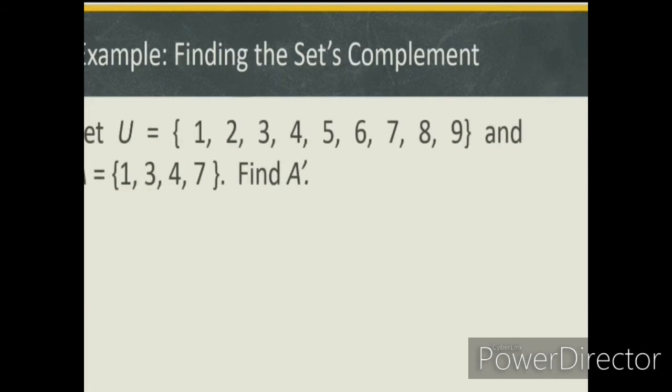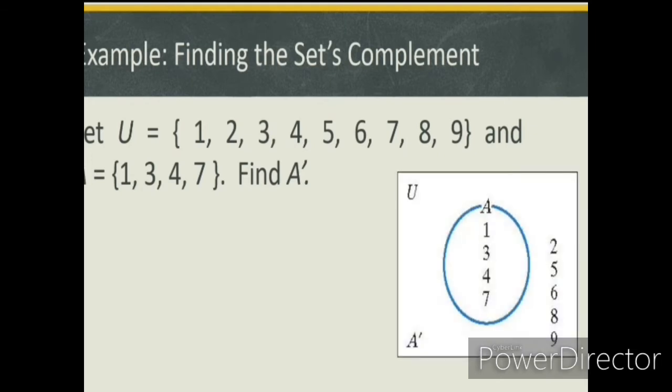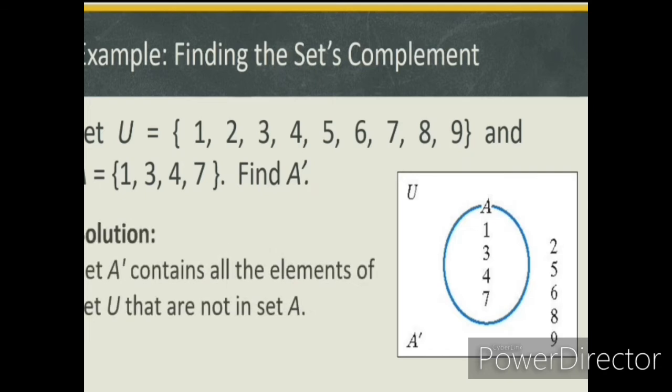For example, given the universal set contains the elements 1 through 9, and A contains 1, 3, 4, and 7, find the complement of A. It's very simple. All you have to do is find those numbers that are not in A. So that would be 2, 5, 6, 8, and 9, found outside set A.